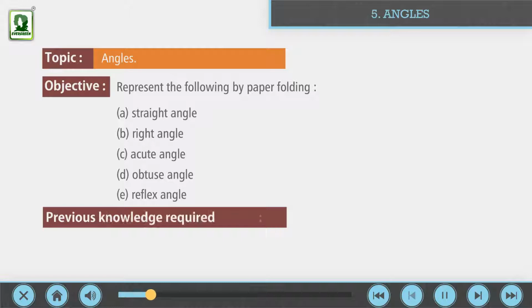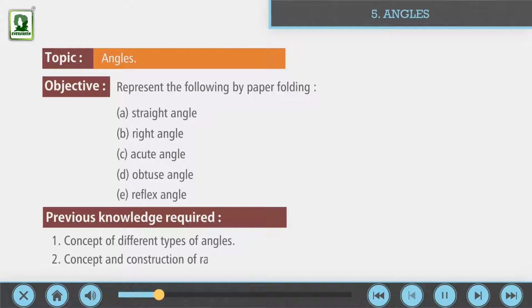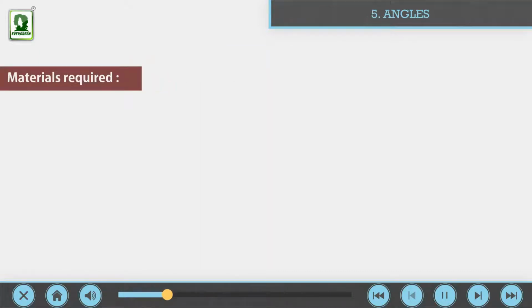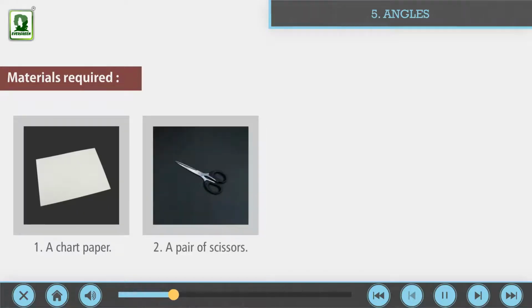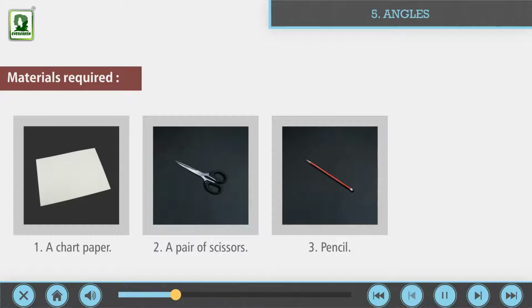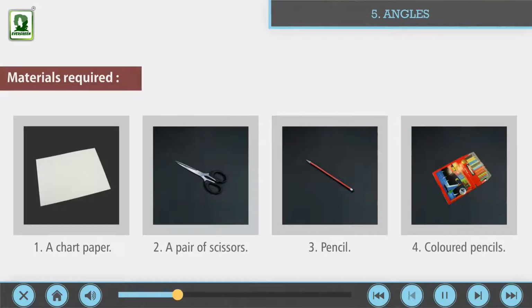Previous knowledge required. Concept of different types of angles. Concept and construction of ray, line, etc. Materials required: a chart paper, a pair of scissors, pencil, colored pencils.